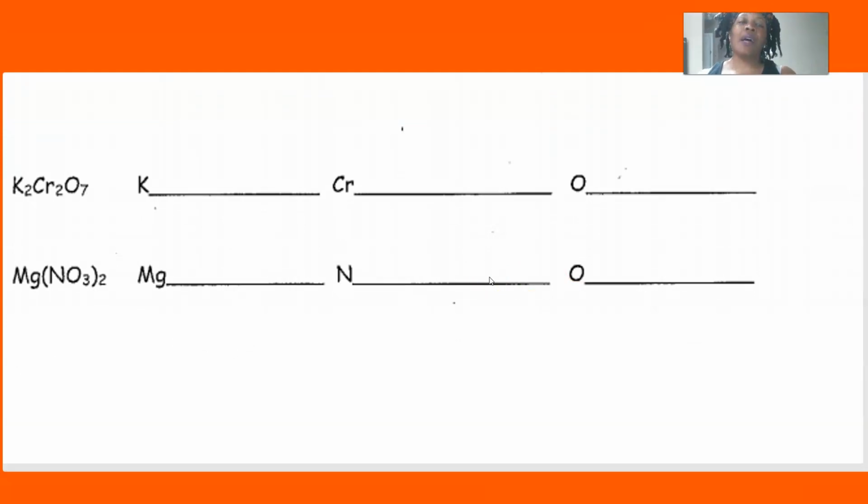Mg(NO3) with the 2 on the outside. So we've got 1 magnesium times its weight. We've got 2 nitrogens times its weight. And then we have 6 oxygens times that weight, okay?